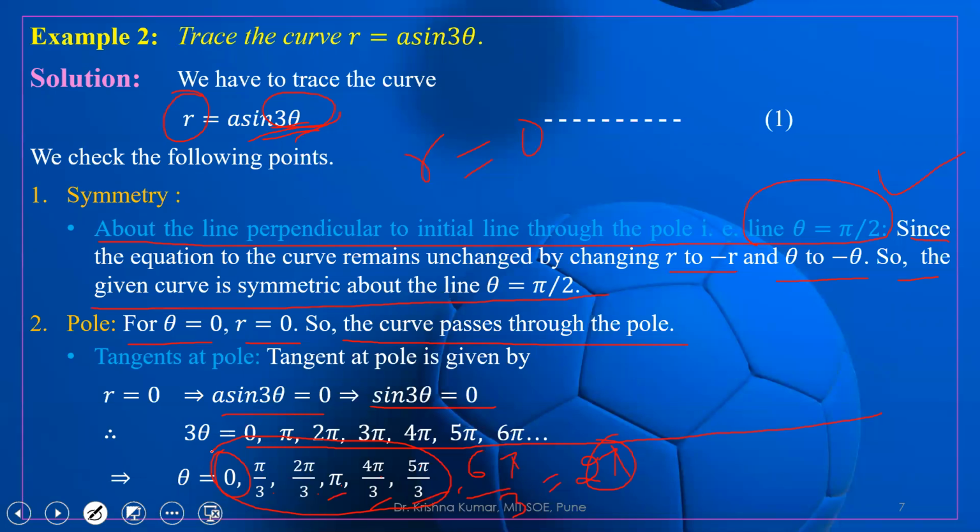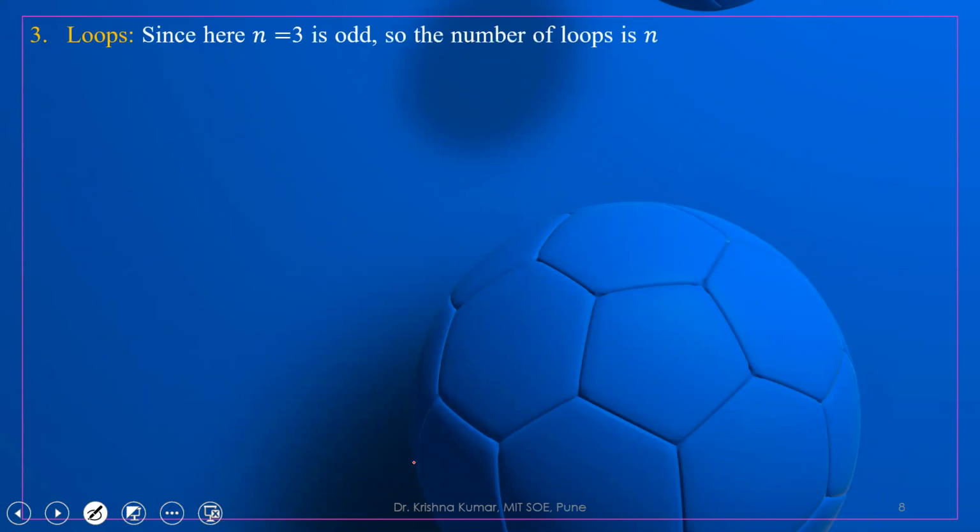We have already discussed that the loops will be alternatively placed. So if there is a tangent between 0 to pi by 3, there will be no tangent between this. Then there is a loop. The first loop is over there. No loop over there. The second loop, no loop. Third loop, like that. Since here n equal to 3 is odd, the number of loops is n.